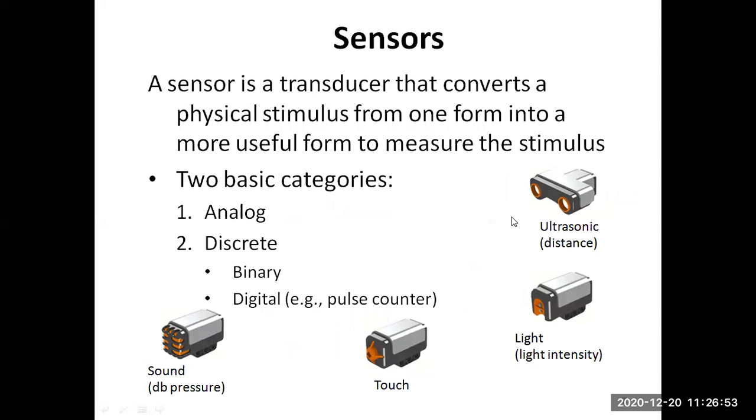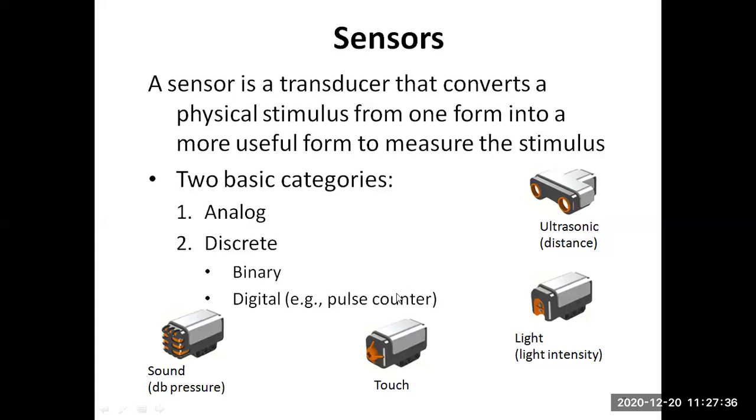Now coming to sensors, a sensor is a transducer that converts a physical stimulus from one form into a more useful form to measure the stimulus. Right? So there are two different categories we can always identify. The sensors can sense analog quantities such as pressure, sound, light, temperature or touch. But they can also, as I mentioned earlier, measure binary quantities, such as whether a switch has turned on or off, so they can sense the status of the switch.